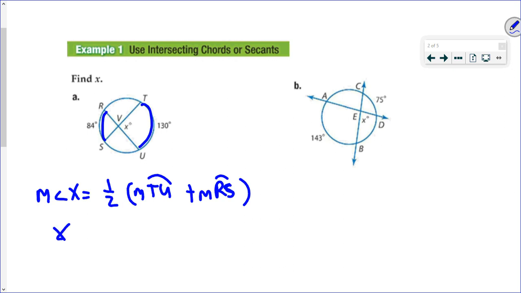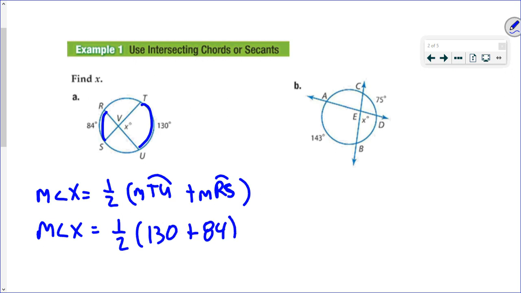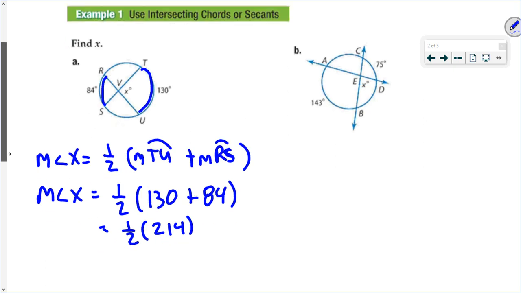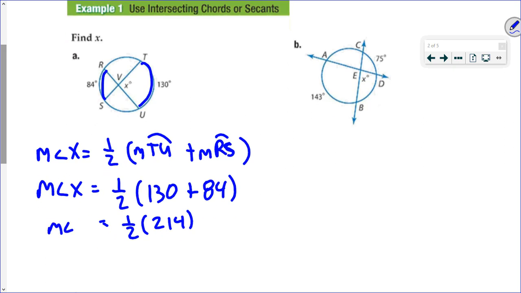So measure angle X equals 1/2, measure arc TU, again 130, plus RS, 84. This is 1/2 of 214, which is 107 degrees. That would be X in that example. You just pause, go ahead and give example B a shot.